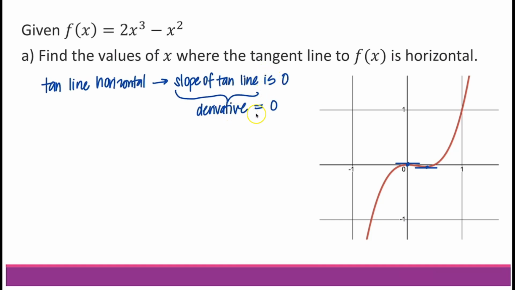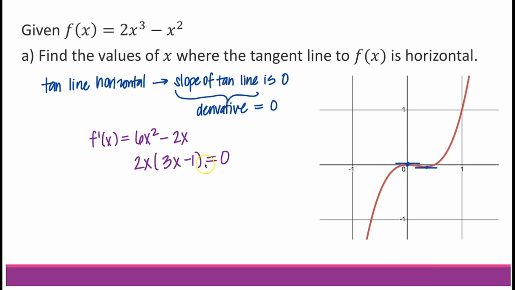So we're going to set the derivative equal to 0 to find those values of x that we're looking for. Here, to find the derivative, we get to use the power rule, so that's nice. So f prime of x is equal to 6x squared minus 2x. So we want to take that and set that equal to 0. I'm going to start by factoring it. I'm going to factor out a 2x, and I'm left with 3x minus 1.